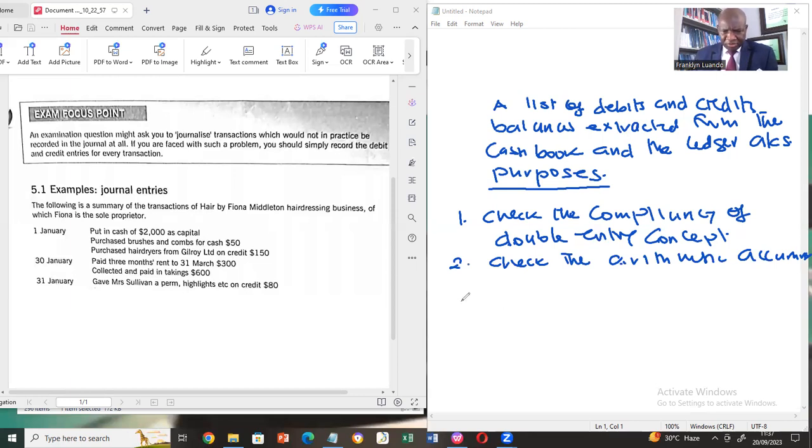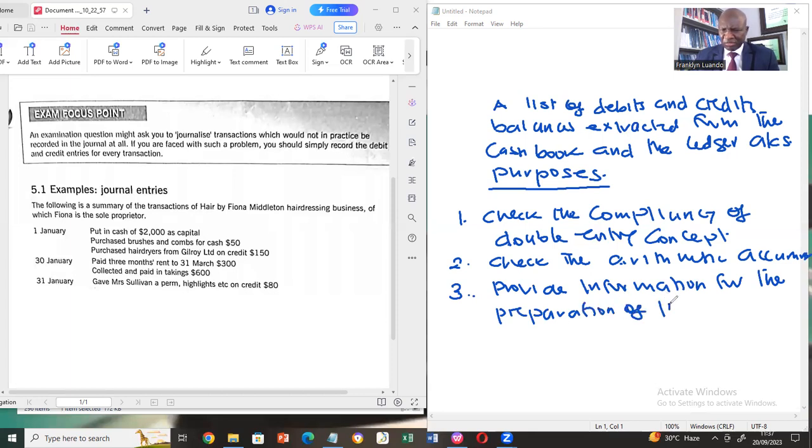Number three, the other reason a trial balance is prepared is simply to provide information for the preparation of the final accounts. So basically, those are the reasons why the trial balance will be prepared.